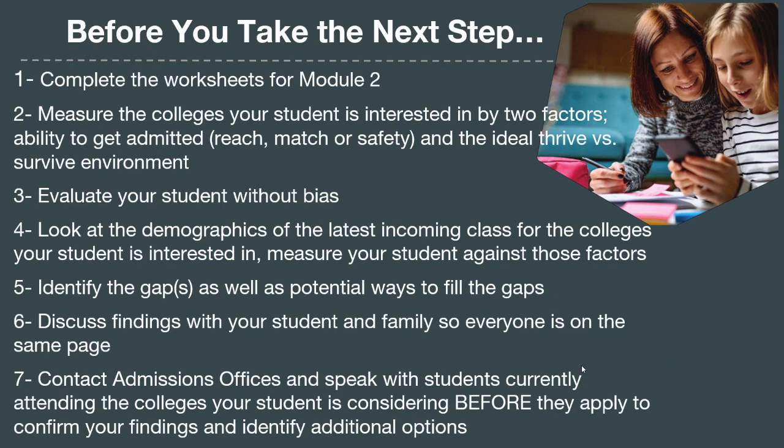Try to evaluate your student without bias. As parents, we all tend to feel that our child is fantastic, and they all are. However, there are a lot of very strong candidates at every school your child is applying to. So therefore, you have to be as open as you can to the strengths and the weaknesses of your student, especially matching them to the colleges they're interested in. That way you have an honest position of where your child is from an admissibility perspective.